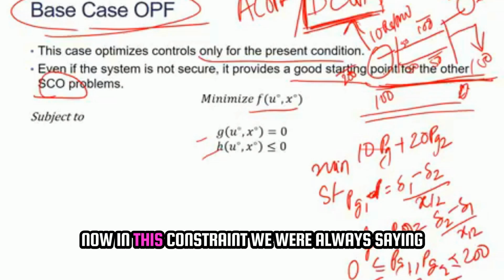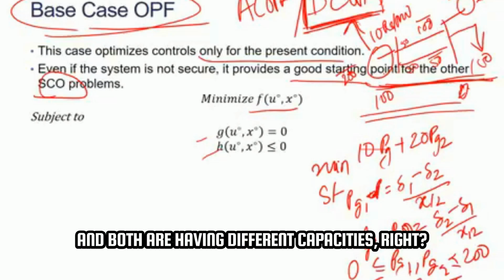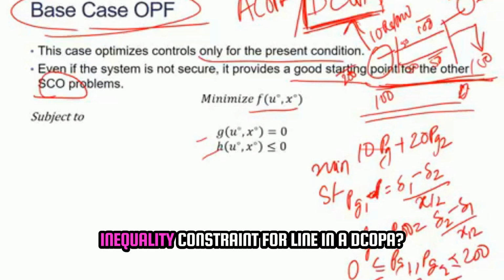Now, in this constraint, we were always saying, because there are two lines and both have different capacities, right? One has 100 megawatt and one is 50 megawatt. Can you tell me how to write this inequality constraint for the line in a DC OPF?